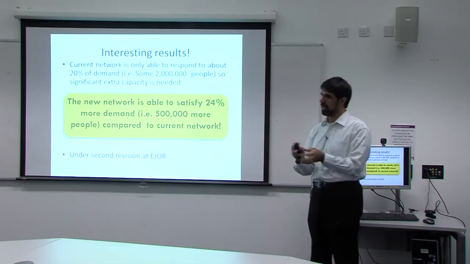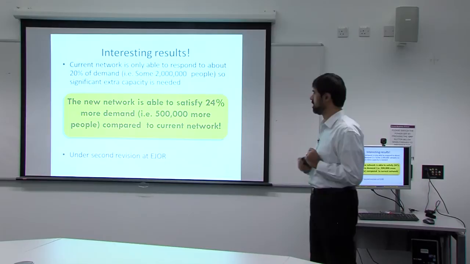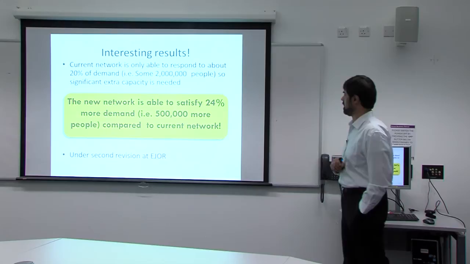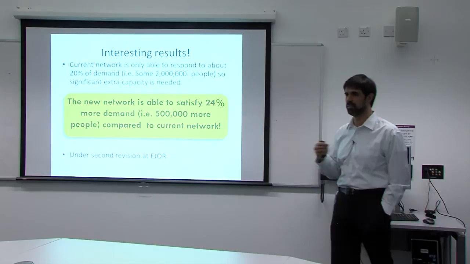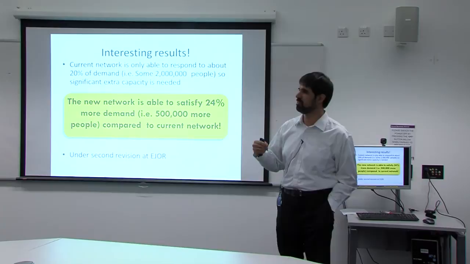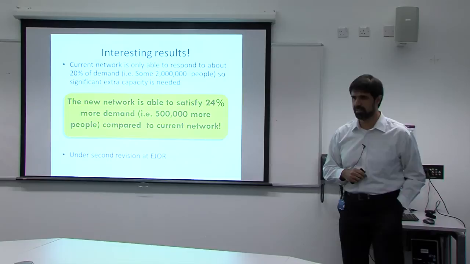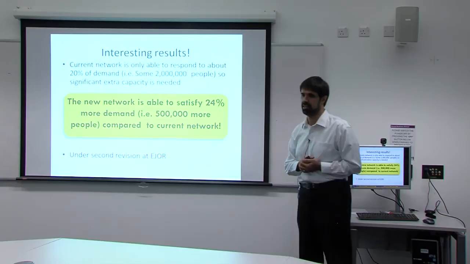And by playing with the configuration of the existing network, without the need for further investment, and with better prepositioning of the items, we came up with a solution which was 24% better compared to the existing network in terms of its ability to respond to demand. 24% of this 2 million means 500,000 people. You can see even minor improvement translates into massive numbers and massive impact, which was a very interesting observation. And we submitted the result of this paper to the European Journal of Operational Research, which is now under second revision.